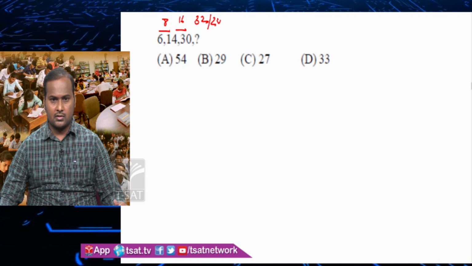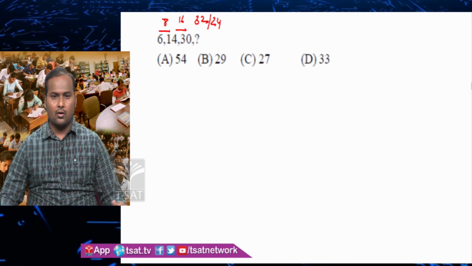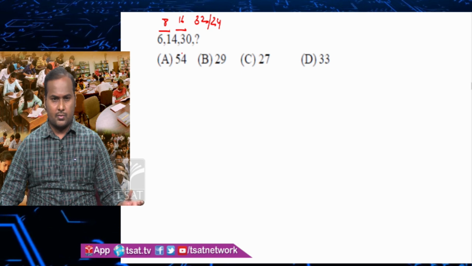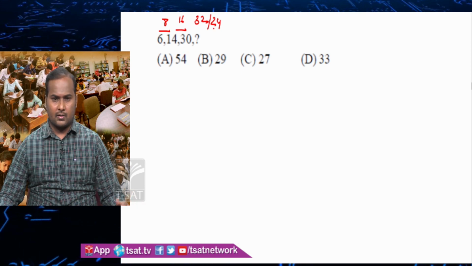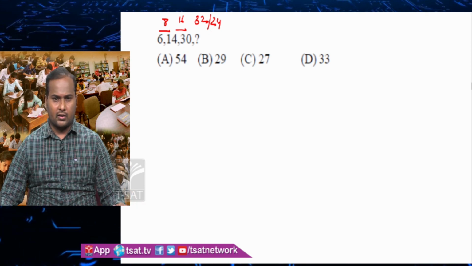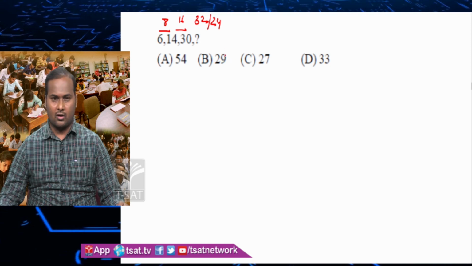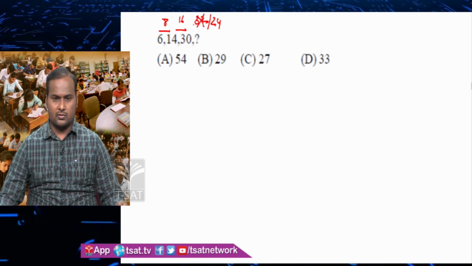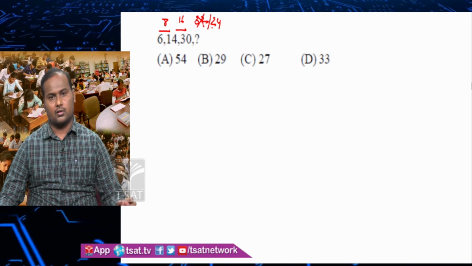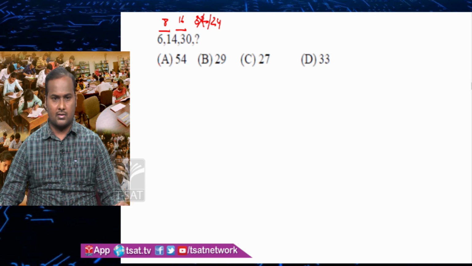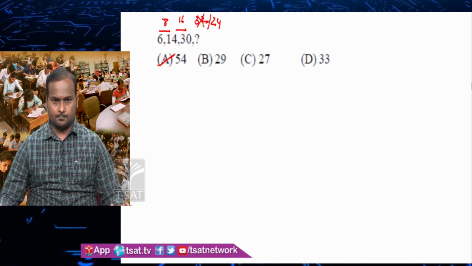So the only possible things is either you can add 32 or 24. Check the options, which one is there, that will be your answer. So anyway, 30 plus 32, 62, that is not there in the option. So this will be not possible. So 30 plus 24, then that is 54. Your answer will be option A here.